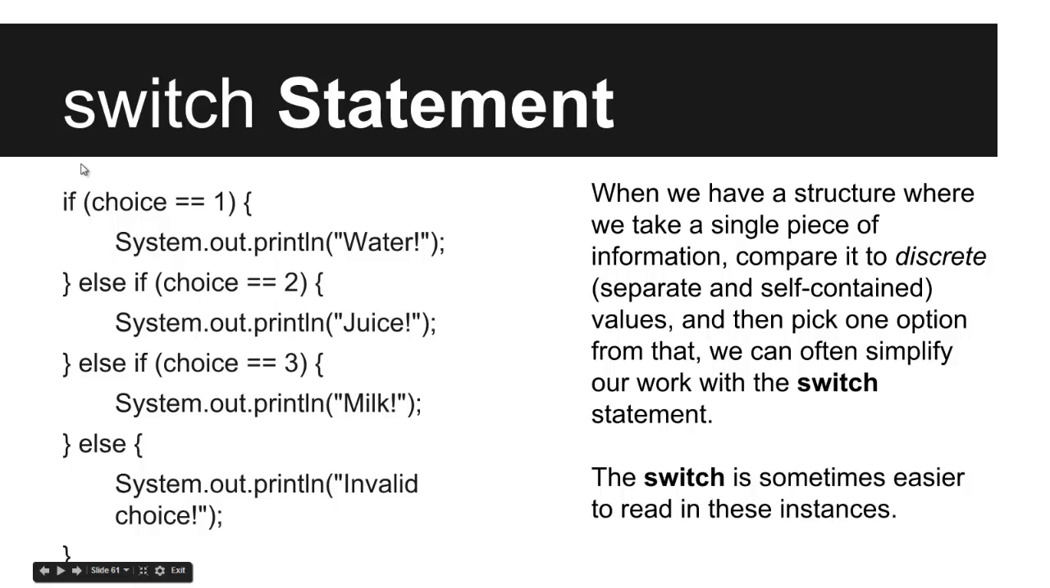We collect a choice from the user, and we store that in an integer called choice. If it is equal to 1, we print water. If it's equal to 2, we print juice. If it's equal to 3, we print milk. And otherwise, we print out that it's an invalid choice.